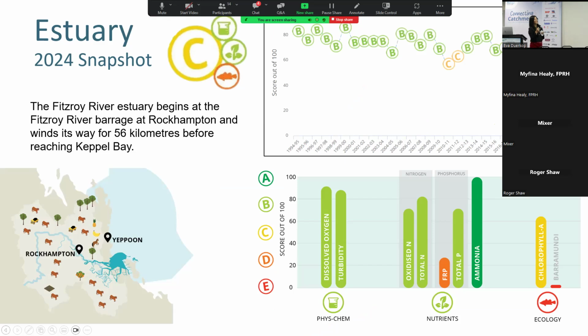So the estuary, we're now heading over to Barbara in preparation for Barbara's presentation on the marine side.